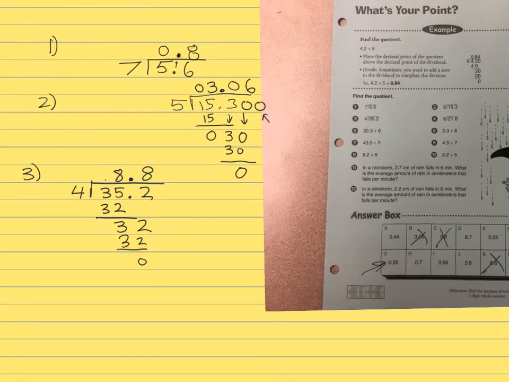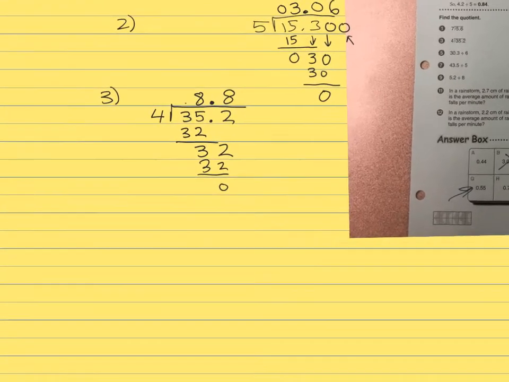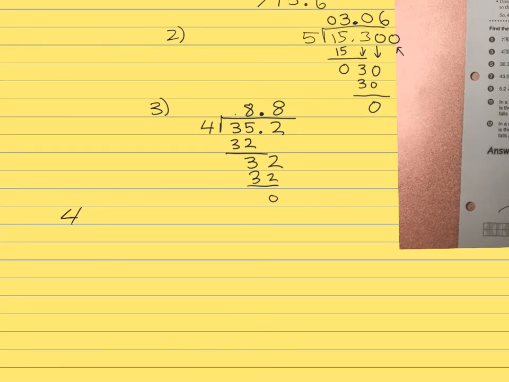Okay, so now let's do number 4. Number 4 is 6 divided by 21.6. I'm going to move that up there right now. Okay, so 6 goes into 20. I'm looking down my 6 column on my multiplication table. I have 18 or 24. Well, I can't go to 24, so I'm going to go to 18.